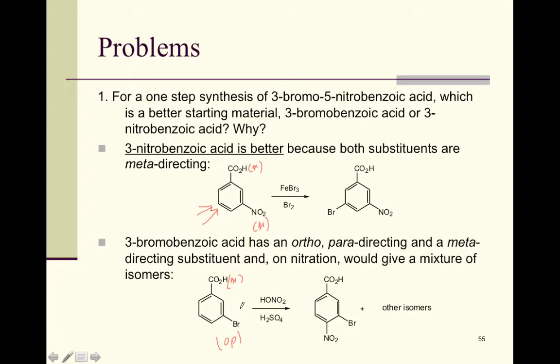With 3-bromobenzoic acid, this is an OP director. Our halogen is an OP director, plus it's a ring deactivator on top of it. So it would want the product to go here, but also here and also here. And our benzoic acid piece would want it meta, which would be here, and this would give us pretty much a mixture of products, whereas 3-nitrobenzoic acid would only give us the one product.